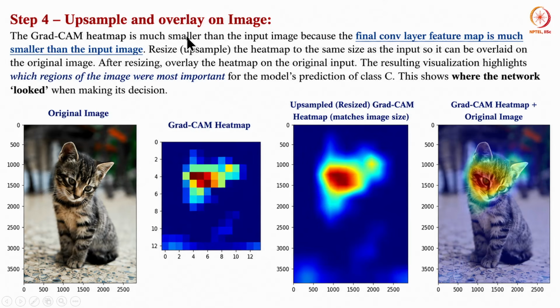The GradCam heat map is much smaller than the input image because the final convolutional layer input map is much smaller than the input image. We have to resize, which is called upscale, the heat map to the same size as the input so that it can be overlaid on the original image. After resizing, overlay the heat map on the original image. The resulting visualization highlights which regions of the image were most important for the model's prediction of class C. This shows where the network looked when making its decision. So our CNN network has looked at this region to predict that it is the cat class.